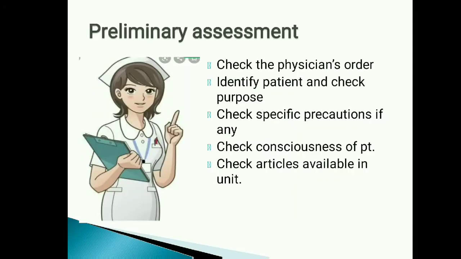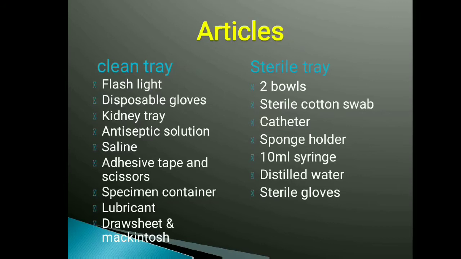Next is the preliminary assessment. Before starting the catheterization, we do preliminary assessment. The first point is to check the physician order, to identify the patient and check the purpose for catheterization. Is there any need for catheterization? The third one is to check the specific precautions, if any. Fourth one is check the consciousness of the patient and the ability to follow instruction. Check the articles available in the unit, including the availability of the light, because light is very important to see the urethral orifice.